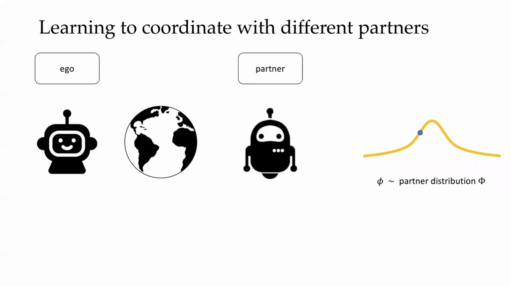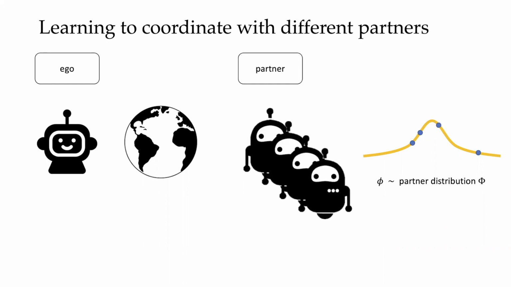When faced with a new partner at test time, we want to adapt as quickly as possible. In other words, there's some unknown but fixed partner distribution phi, and we can think of each partner as a draw from this distribution. And the goal is to learn an ego agent that can adapt quickly to different partners from this distribution. This task is challenging because the partner policies can be very different, and there may not exist a single static ego policy that's compatible with all of the partners.